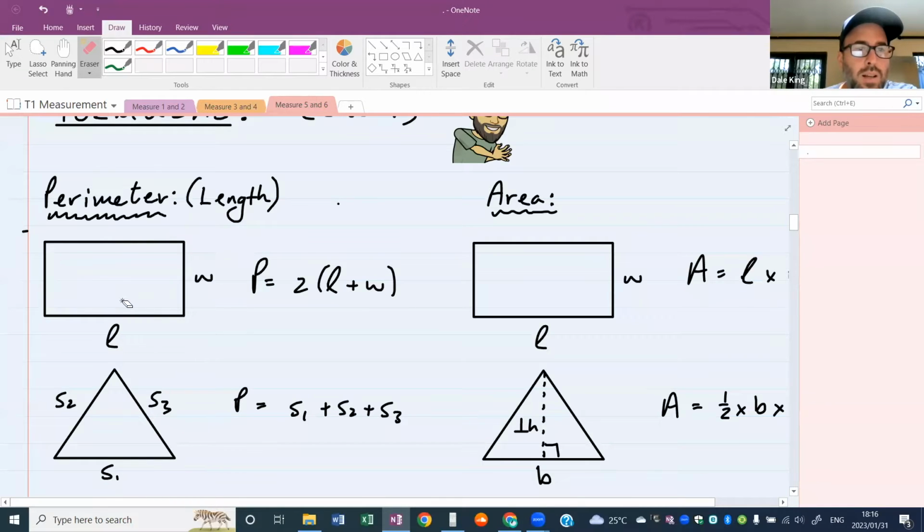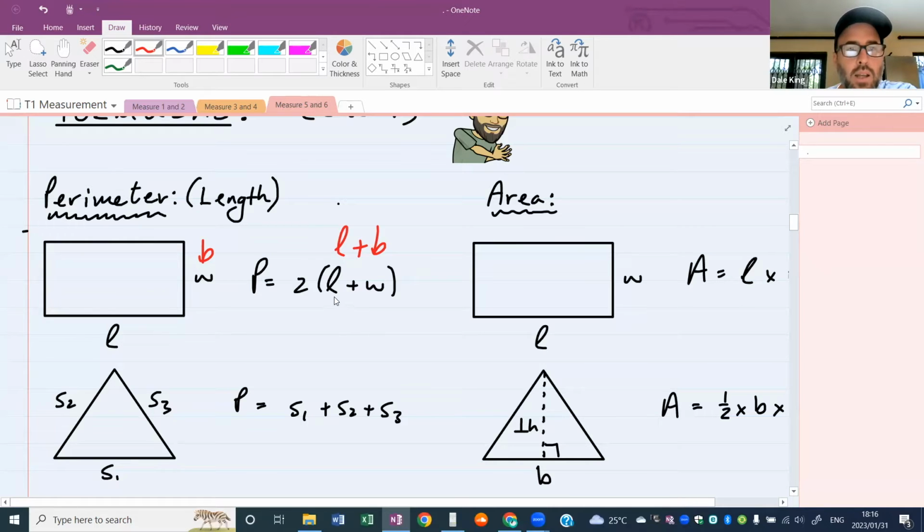Sometimes they don't use a W. Sometimes they will use an L and a B. The B stands for breadth. So they can use width or breadth. It's interchangeable. Often they use width, but sometimes they can use breadth. It's the same thing. So width and breadth are exactly the same thing. Don't worry about that. But the length is usually the long line, and the width or the breadth is usually the short line.